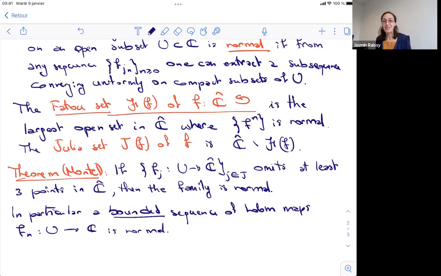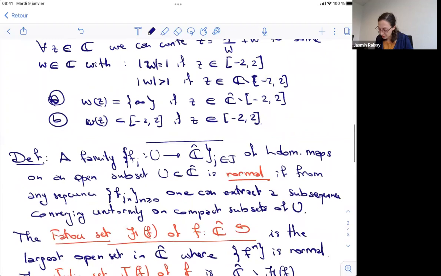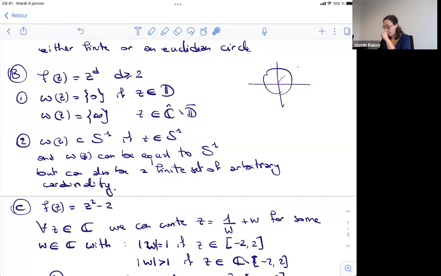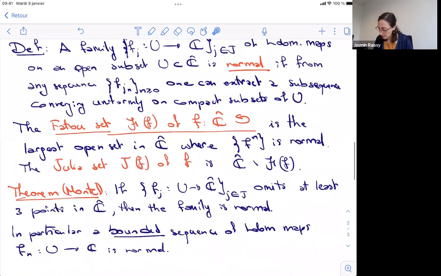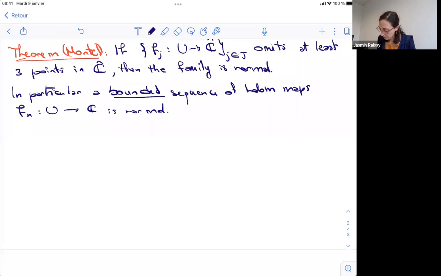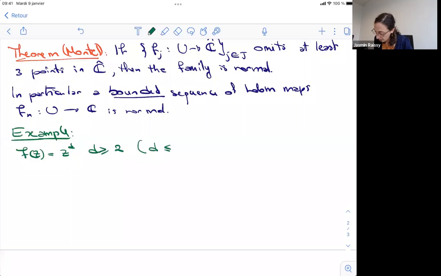So if I go back to my favorite example in these three examples, I try to understand who the Fatou set and who the Julia set is. Well, this is not so difficult to do. Let's do it in green so that we change the color. Example: if I now consider again F of z, my power map, with d at least two, what I'm going to say also holds for d less than or equal to minus two.